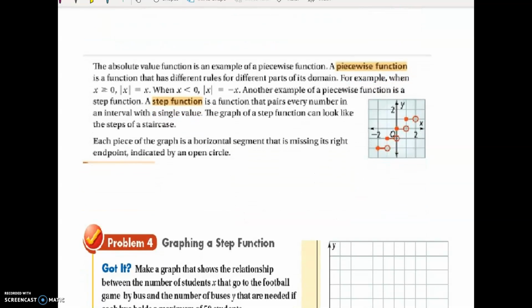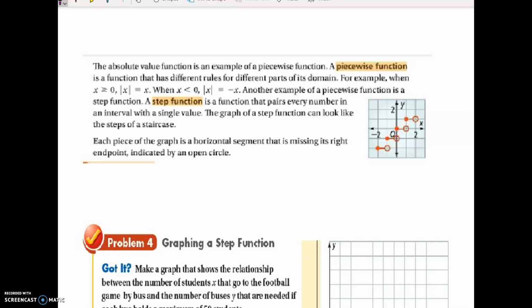The other thing that this section talks about is the absolute value function is actually an example of a piecewise function. So a piecewise function is a function that has different rules for different parts of its domain. And remember, the domain are your x values. So for example, when x is greater than or equal to 0, it has different rules. When x is less than 0, then again, it has a different rule.